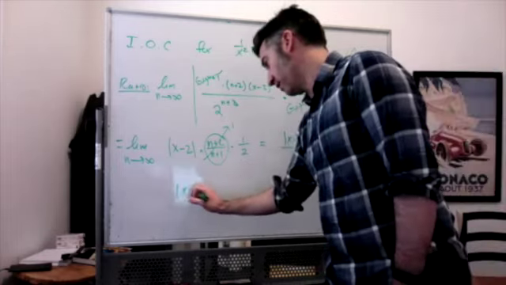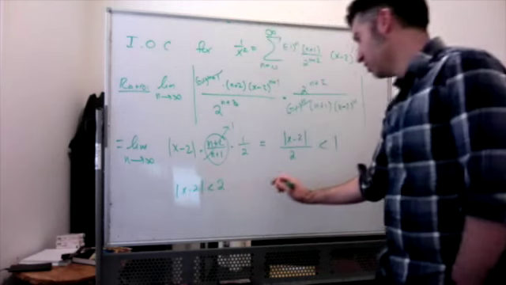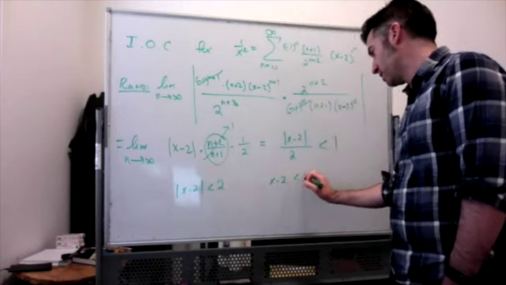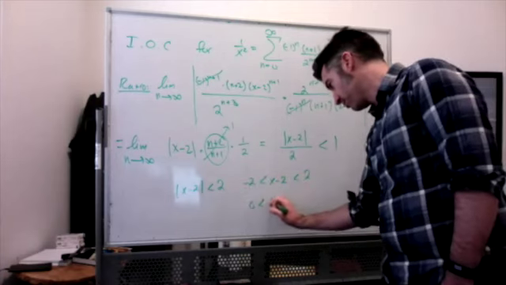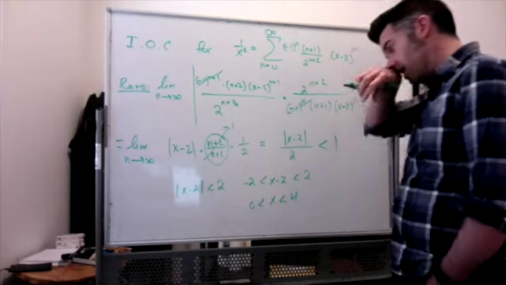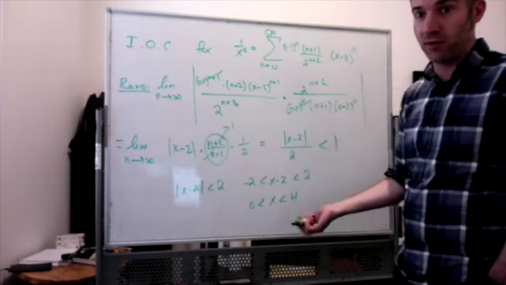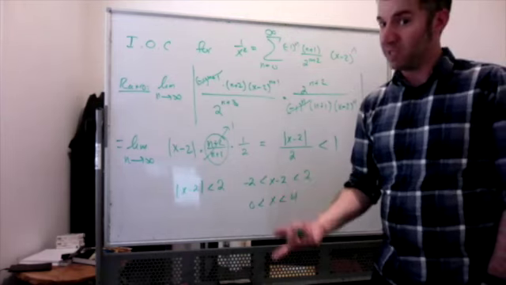So then we solve for x. We get the absolute value of x minus 2 less than 2. We get x minus 2 less than 2, bigger than negative 2. We add 2 to everything, we get 0 is less than x less than 4. So our interval of convergence is from 0 to 4, but we need to check the endpoints.